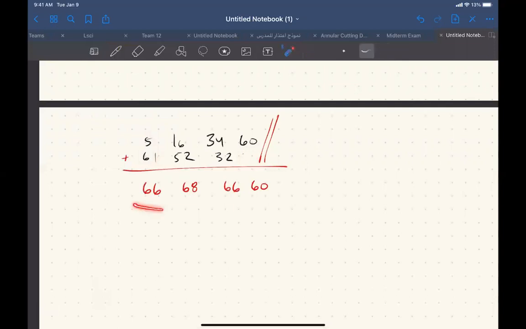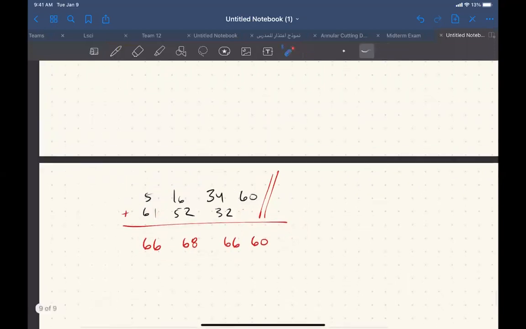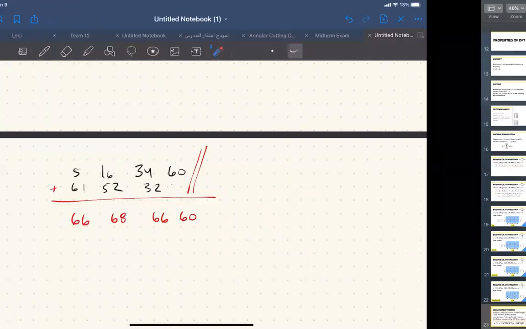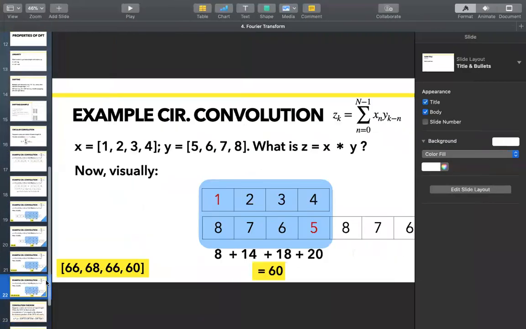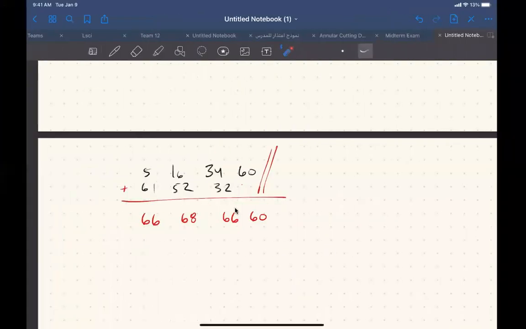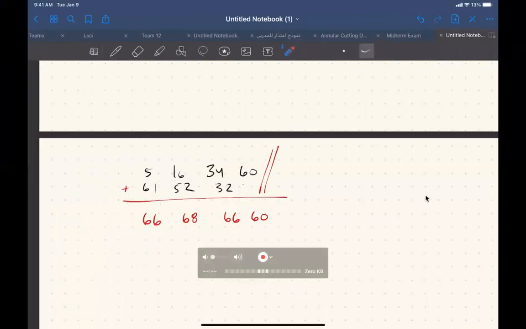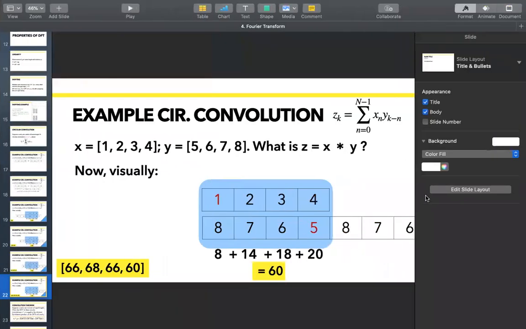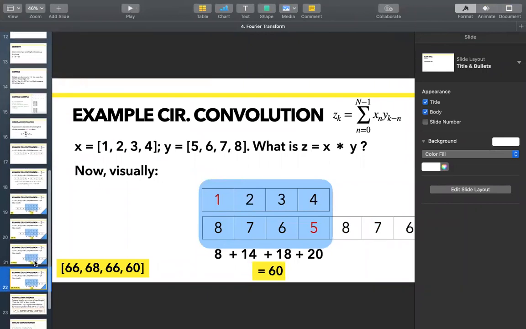Okay, so you'll notice that this is exactly the same as what we just calculated with the visual method. Right? Exactly the same values. So multiple ways to do it. Depends on you, how you want to do it. But that's how a regular convolution is related to circular convolution.